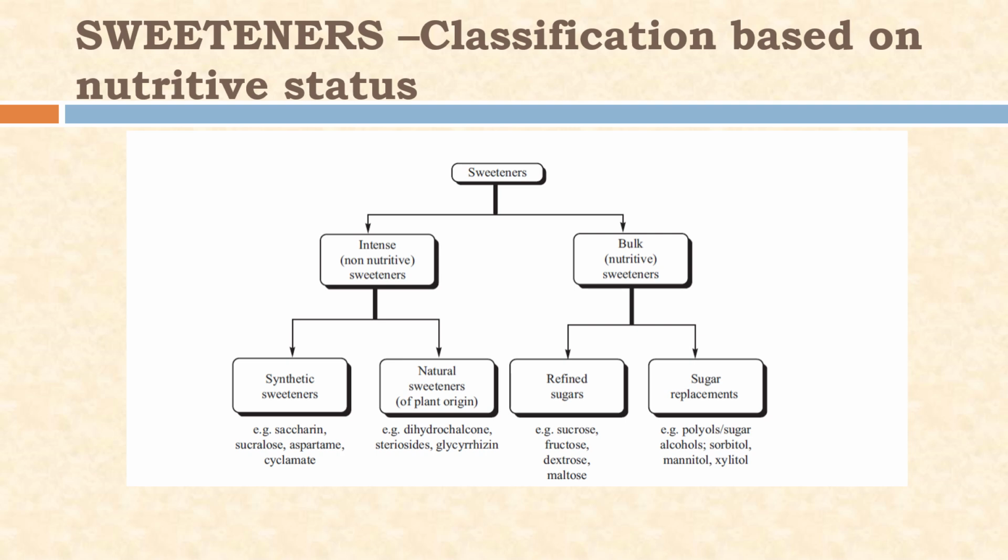So if you consume intense sweeteners, you will not get energy out of it, and it will be either a very low amount of energy or zero calorie. Whereas when you consume bulk sweeteners, we will gain more energy, and as well as it will add calorie to our diet. So this is what the difference between the intense and bulk sweeteners.